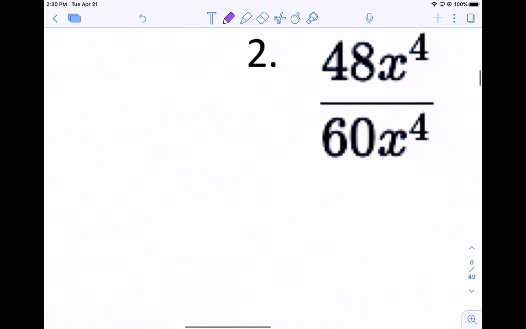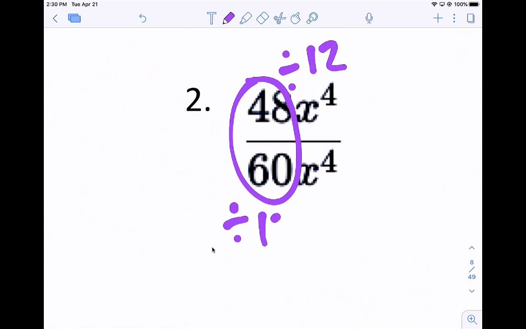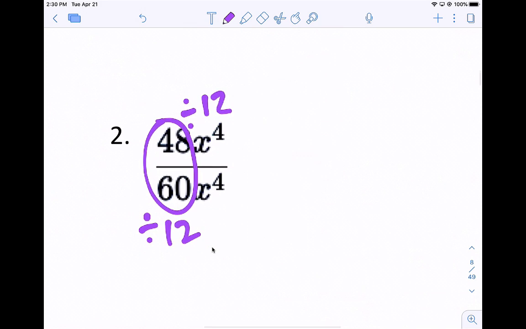All right, let's take a look at number 2. Again, we have our coefficients first. We want the biggest number we can divide 48 by, and I believe that is 24. Let me double check. Nope, maybe 12. 60 divided by 12, yes, so it is 12. I'm going to divide each of these by 12. 48 divided by 12 is 4. 60 divided by 12 is 5, so 4/5.